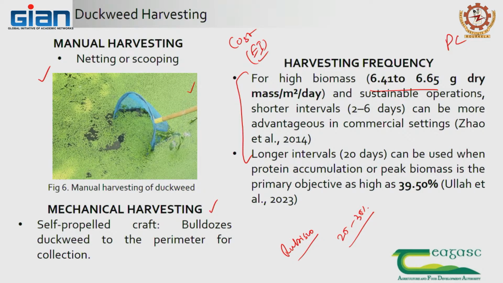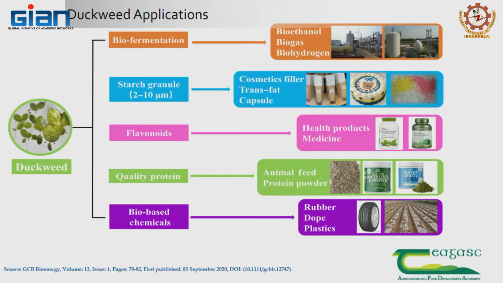Yeah. So, duckweed application, this has been taken from CGB bioenergy: duckweed fermentation for bioethanol, biogas or biohydrogen production, because it contains starch. Once you get the protein, what is left over is fiber and starch, that is again for ethanol production, and can be easily used for fermentation.